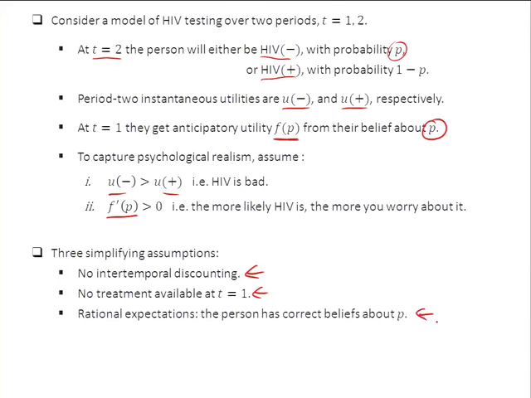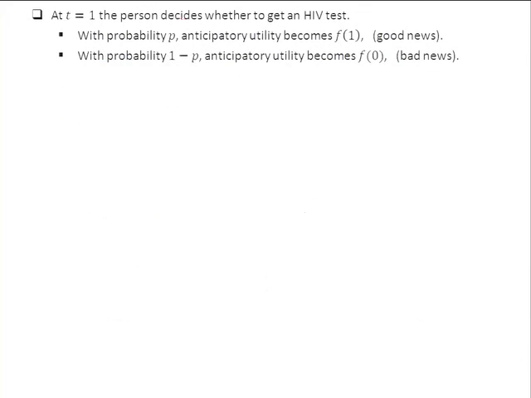And then what we're going to look at is, at t equals 1, will the person decide whether or not to get an HIV test, where prior to getting the test, if they decide to go and get it, there's a probability P that they'll get good news. Whoops, that's supposed to be f of 1, which means that they're not going to have it. And with probability 1 minus p, they'll get bad news, and they'll experience anticipatory utility f of 0, because now they know for sure that they are going to get AIDS. And we'll look at what happens next time.